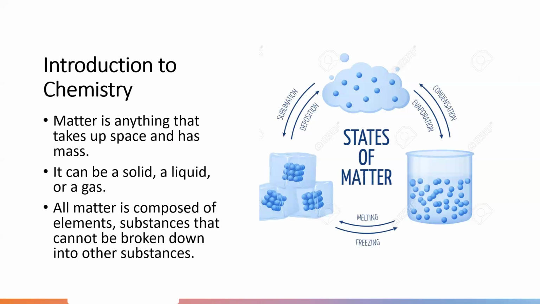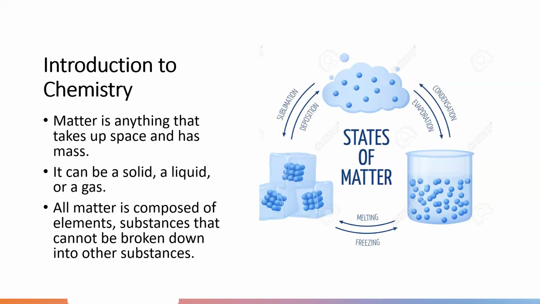All the matter that we know of in the entire universe is made up of elements. Elements are substances that cannot be broken down further to create other substances. So let's say we take oxygen, for example. Oxygen is an element because we cannot break oxygen down into new things. Oxygen is the most basic substance that we can get without engaging it in some kind of reaction.